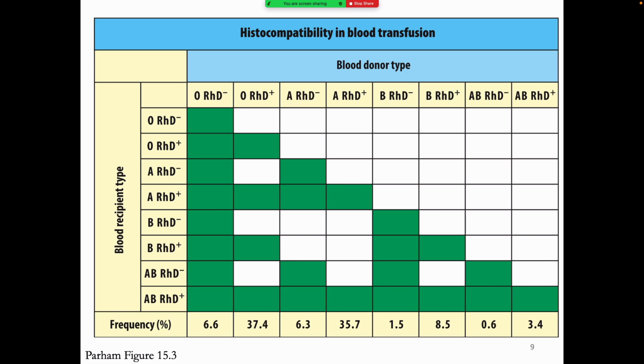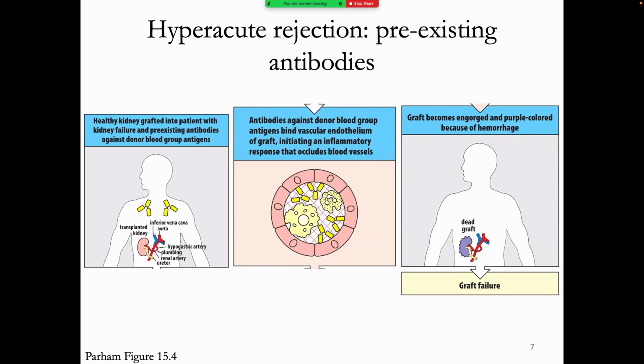So generally with hyperacute rejection, the big problem is these pre-existing antibodies. And in general, the pre-existing antibodies that we're going to have problems with are antibodies against ABO blood group antigens. So if you became a transplant surgeon, how would you deal with hyperacute rejection? How would you try to make sure that your patients did not have blood group rejection?